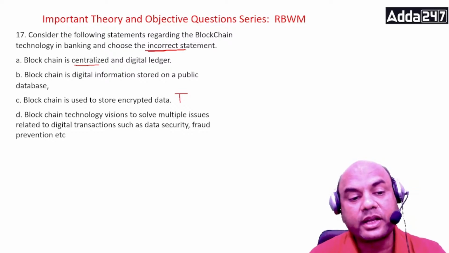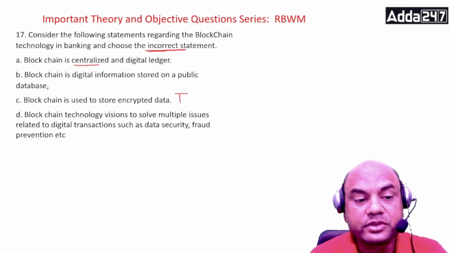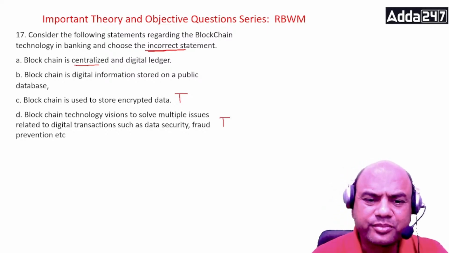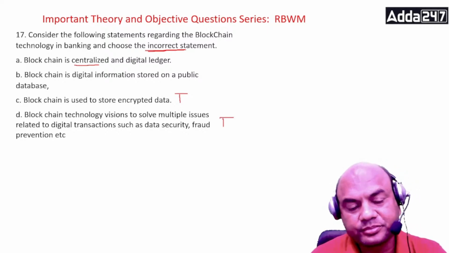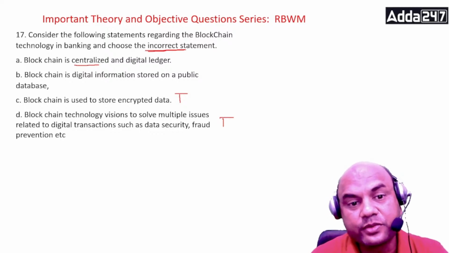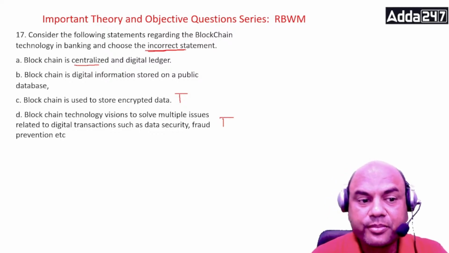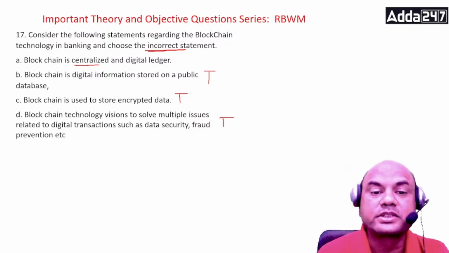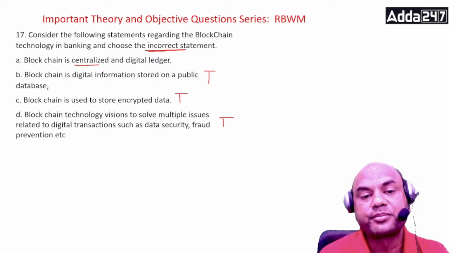Blockchain is a technology designed to solve multiple issues related to digital transactions such as data security and fraud. That is true. What about A and B? Which one is true, which one is false? There is one true, one false. So blockchain is stored in the public database. So that is also true. It is stored in the public database only.